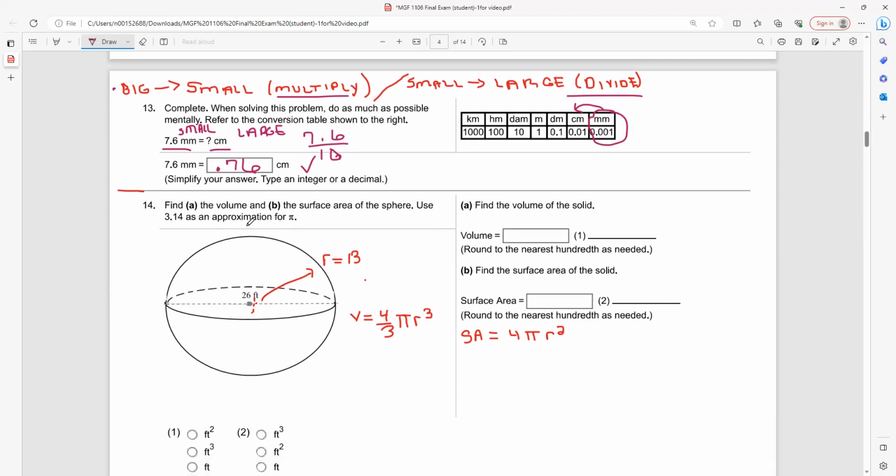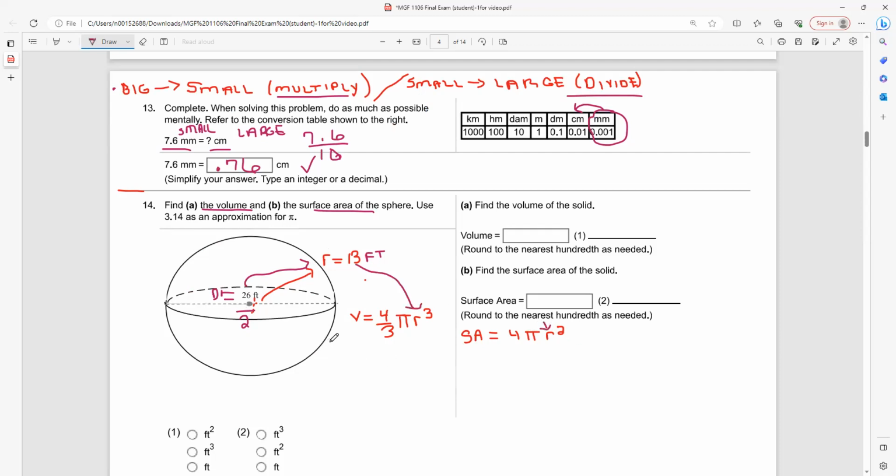For number 14, find the volume and the surface area of this sphere. Our radius is going to be 13 because we're given the diameter. And remember, the diameter runs all the way across the center of the circle from endpoint to endpoint. So this diameter is 26. Half of the diameter is going to be our radius. So we just take 1/2 of 26, and that's how we get our radius of 13 feet. We're going to use r equals 13 for our volume formula and also our surface area formula.